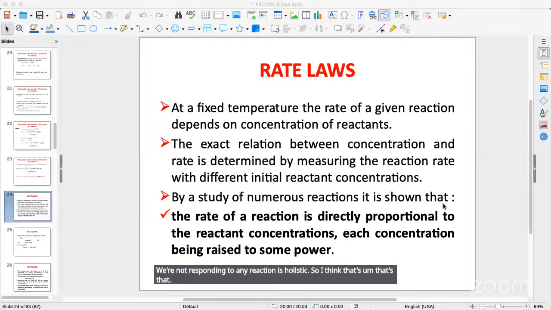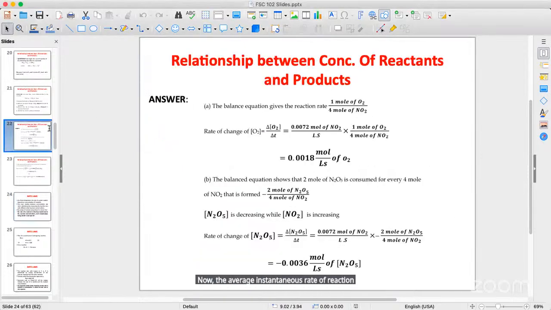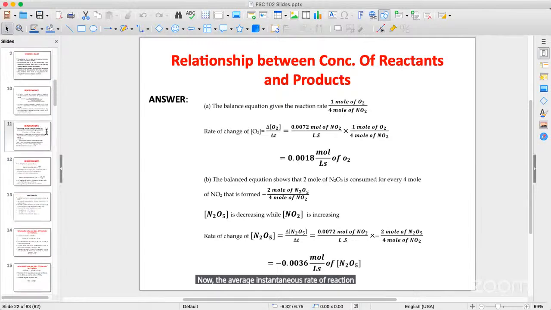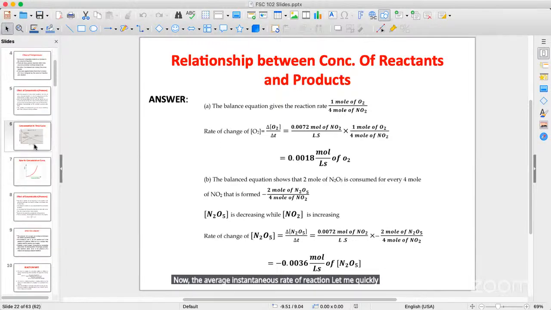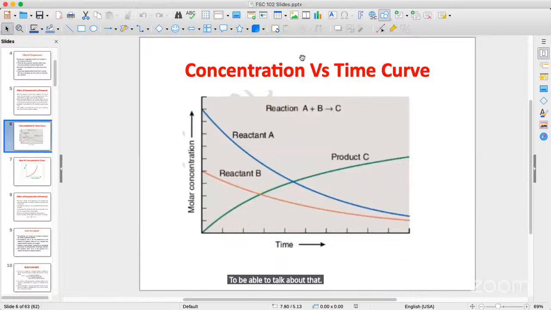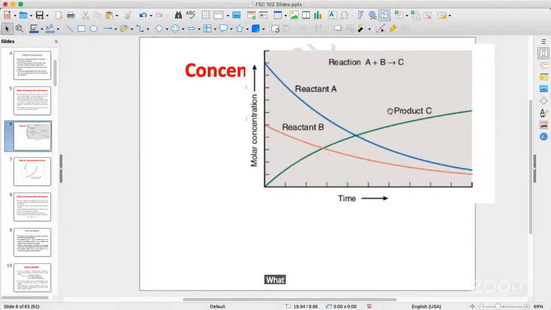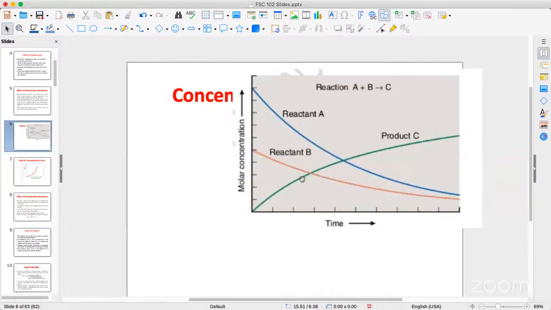Now, the average and instantaneous rate of reaction. Let's go back to this to be able to talk about that. Now, you see, average and instantaneous rate. What's going on? Why is this one now giving me attitude? Okay. Sorry.